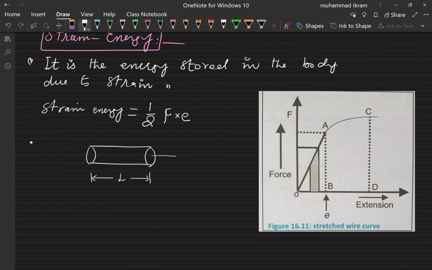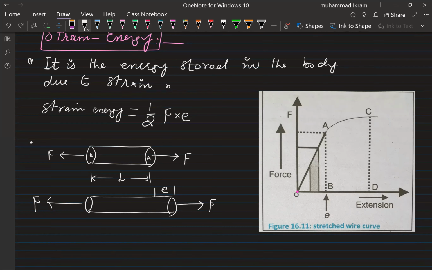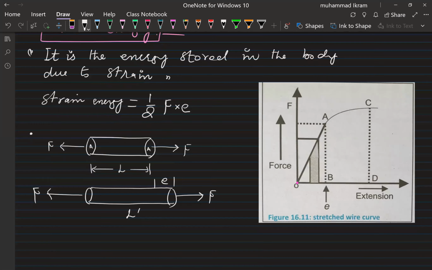Clear? And if you apply forces on the rod of cross-sectional area A, then what happens? The rod stretches, and the extension produced in the rod, that is the change in length, is this small e, right? And this is the force. So the length of the object increases, and we have this as L dash.